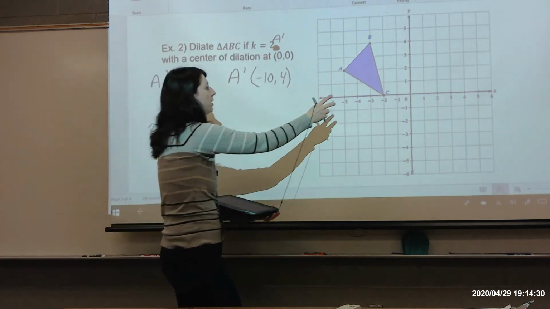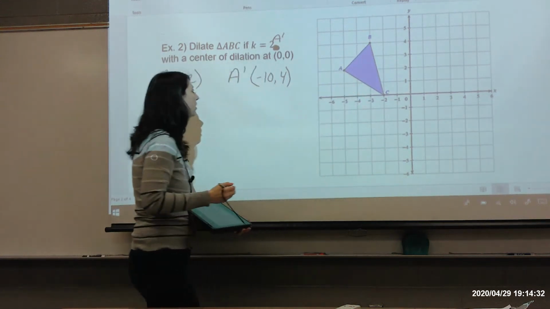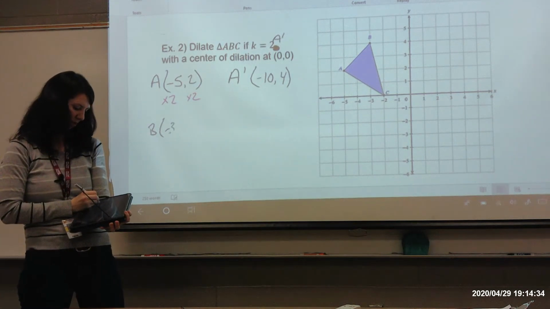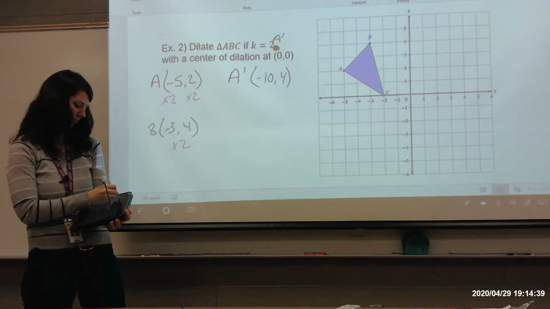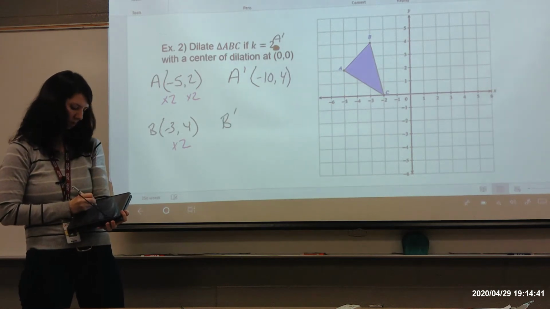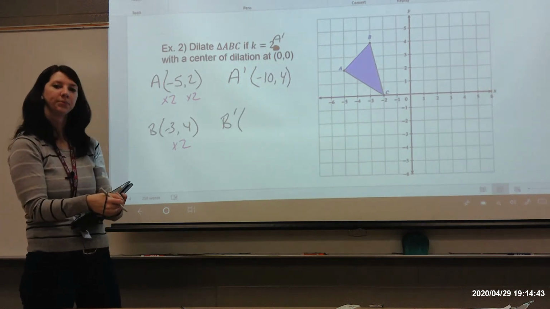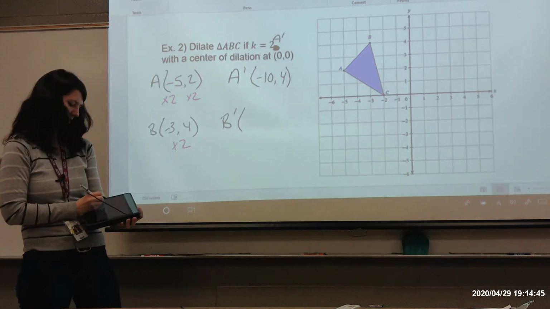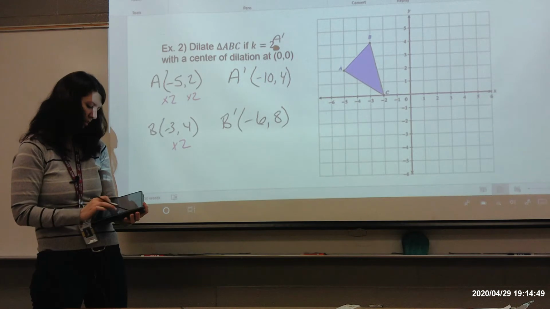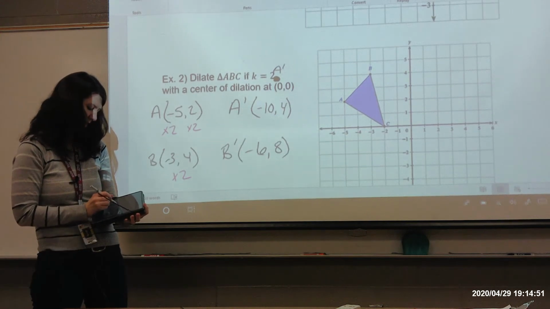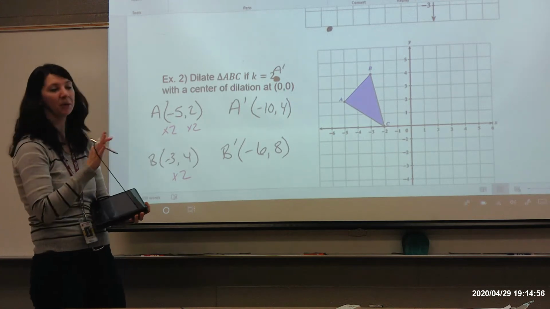B is at the point -3, 4. So -3, 4. If I multiply everything by 2, B prime would be what? -6, 8. Very good. So -6, +8, which I did not make big enough again. We're probably up here. So my drawing is going to be a little bit off.